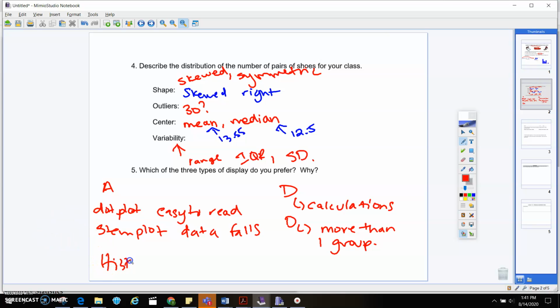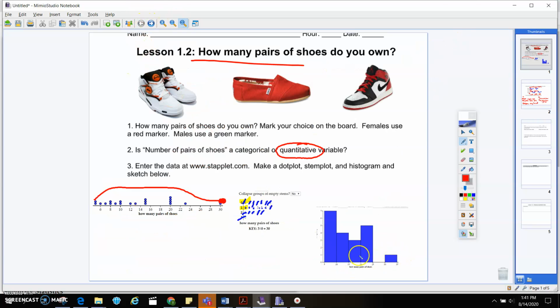For a histogram, again, it's pretty easy to read. Some disadvantages are, let's look at our histogram, it doesn't really give you a good idea of spread or shape, because if I do this, sometimes it might mess up. Maybe the outliers aren't obviously represented, so it just kind of depends.